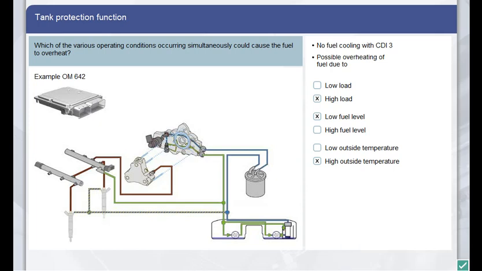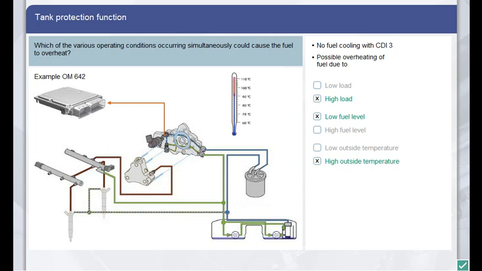Very good, that's right. At high outside temperatures, the fuel is warm to start with. At high loads, it is heated even further. If the fuel level is low as well, which means only a small quantity of fuel is in the circuit, critical fuel temperatures may be reached.